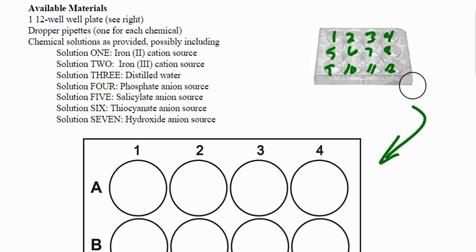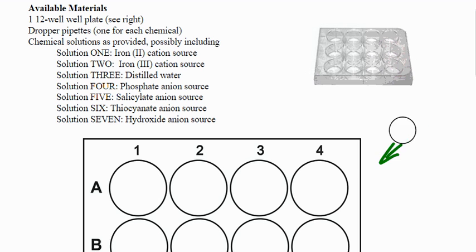Okay, I'm going to make a little change right here. It says that you have 7, and you are going to have 7, but you're not going to test all 7. So solution 1 is your iron 2 source. You are going to use that. Solution 2 is an iron 3 cation source. You are going to use that. Solution 3 is distilled water. You are going to use that. Hopefully you can figure out between you and your partners why we need to use that.